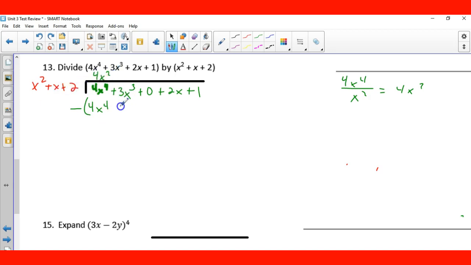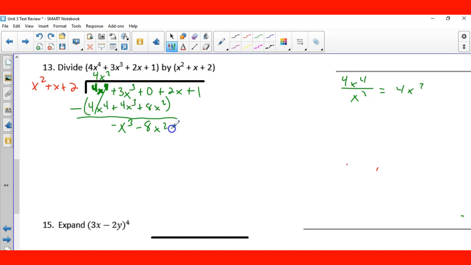Now I got to multiply this to both these as well. So 4x squared times x is going to be 4x cubed. And 4x squared times 2 is going to be 8x squared. So now, that cancels. Distribute the negative here. So we get a 3 minus 4, which is a negative x cubed. And then we have 0 minus 8x squared, which is going to be a negative 8x squared. Remember to distribute that negative right there.